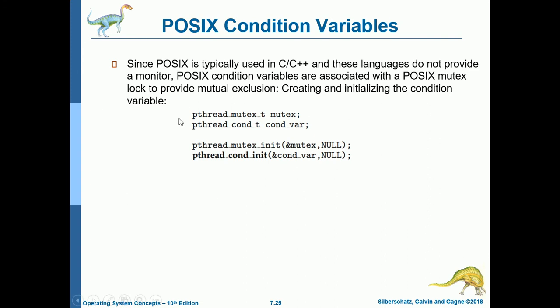Creating and initializing the condition variable: we have to declare pthread_mutex_t mutex and pthread_cond_t cond_var. To initialize the mutex, we have pthread_mutex_init with &mutex and NULL, no value first in the initialization. And for creating and initializing the condition variable, pthread_cond_init, with &cond_var and NULL as its parameters.